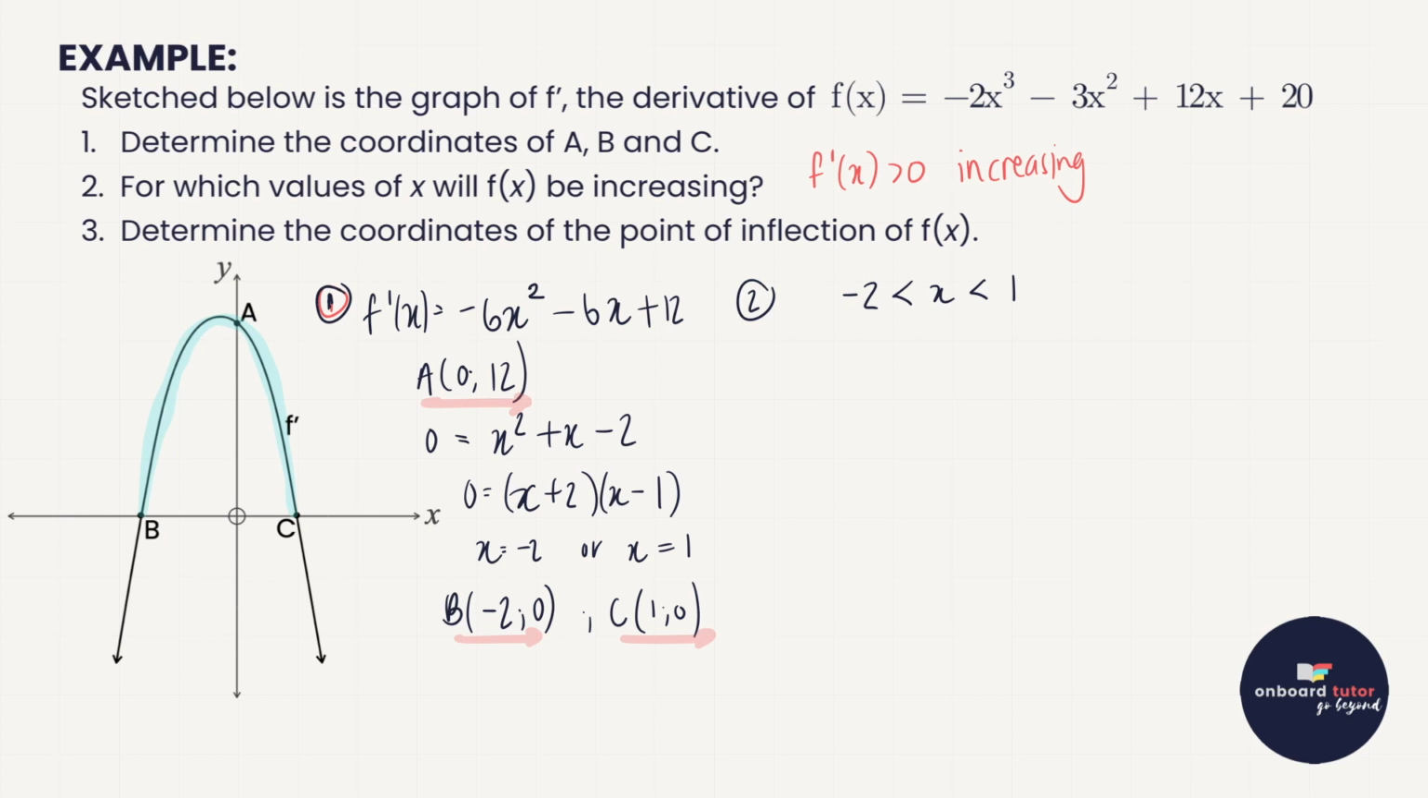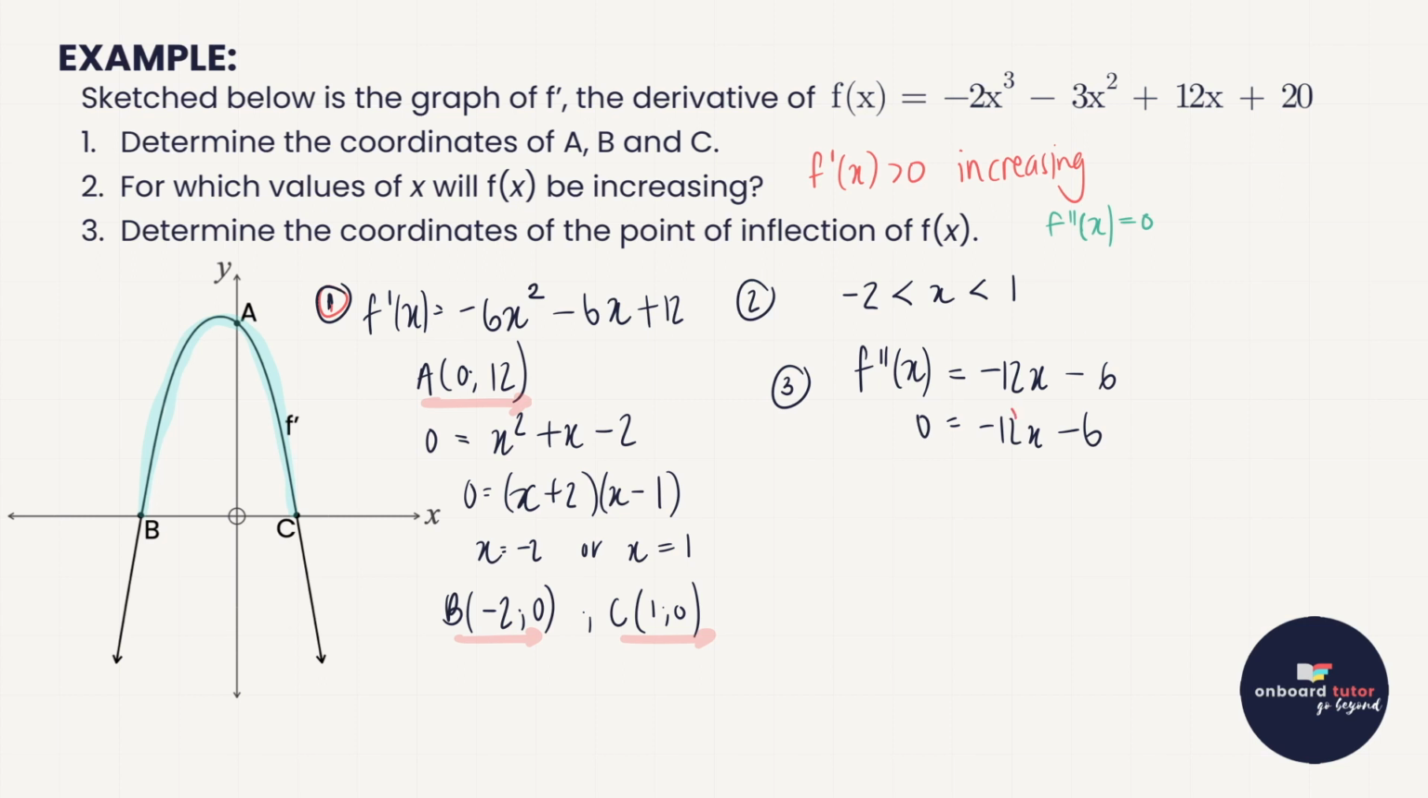Okay, so what do I know about inflection? Inflection is where the second derivative is equal to 0. It's important to know this theory because you don't want to waste time trying to dig in your brain. You want to be quick. You want to say, inflection means I need to differentiate again. So f double prime of x is equal to, that 2 is going to come down, so we're going to have minus 12x, 2 minus 1 is 1, minus 6, and then plus 12 falls away. Okay, and it's where that is equal to 0.